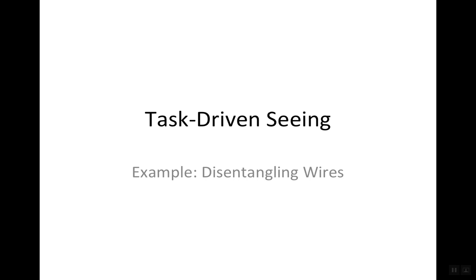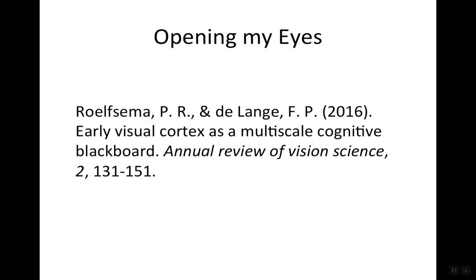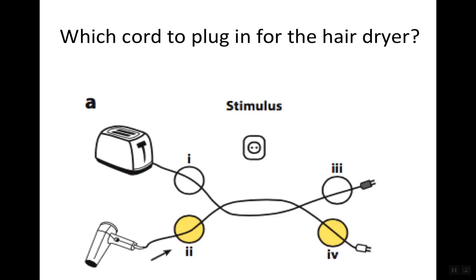In this video, we're going to talk about task-driven seeing, and we're going to use the example of disentangling wires. This example is from a paper 3 years ago, which really opened my eyes to the way that the primary visual cortex works and how it's used as a multi-scale cognitive blackboard. I find this example of task-driven seeing particularly interesting.